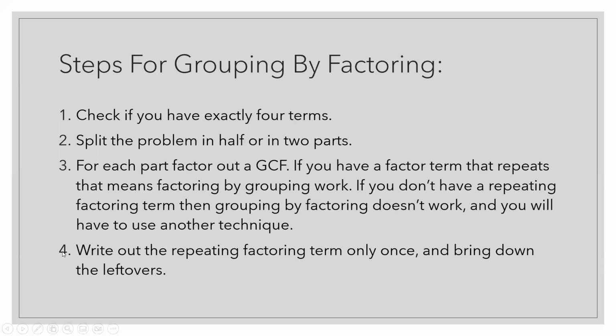Okay, so let's go over the steps for factoring by grouping. First, you have to check if you have exactly four terms. That's the first step. Once you realize you can do it, split the problem in half, or in two parts. I will explain everything when we do the problem. So in step 3, for each part, factor out a GCF.